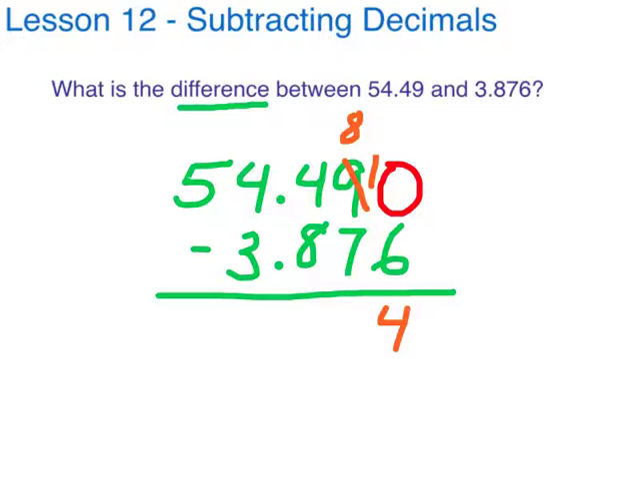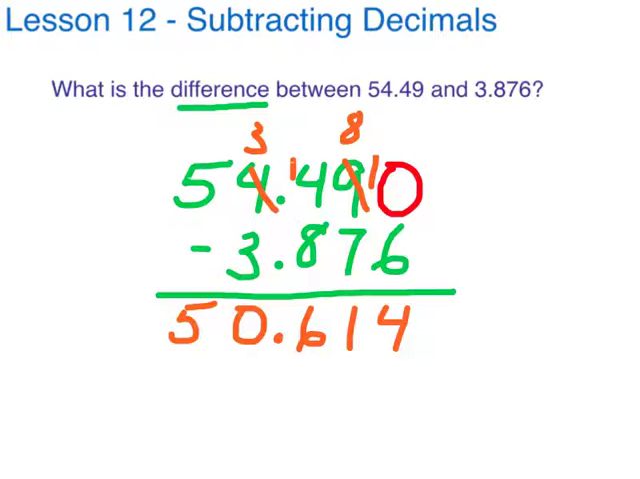Here we've got 8 minus 7. That is 1. We can't do 4 minus 8, so we need to borrow here from the 4. 14 minus 8 is 6. Here's my decimal point. 3 minus 3 is 0. And 5 minus 0 is 5. So my answer would be 50 and 614 thousandths.